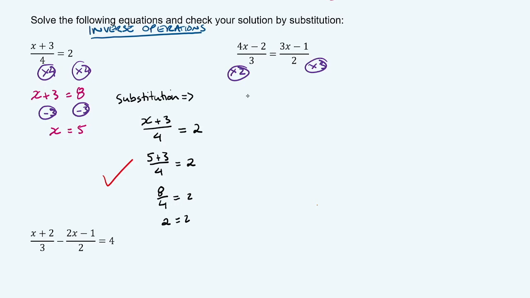So I'm going to end up with just the numerator parts. But I'm going to have 2 outside of 4x minus 2. And then I'm going to have 3 outside of 3x minus 1. So you can see there I have essentially cross multiplied.